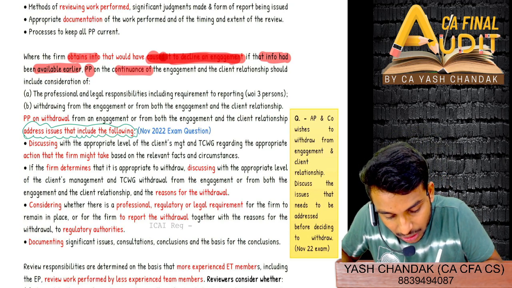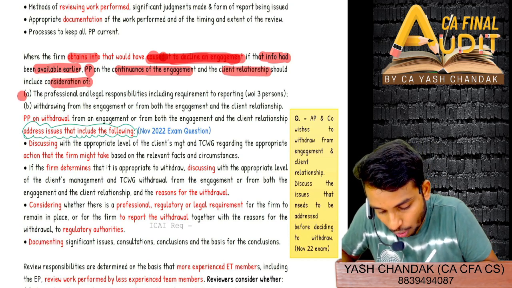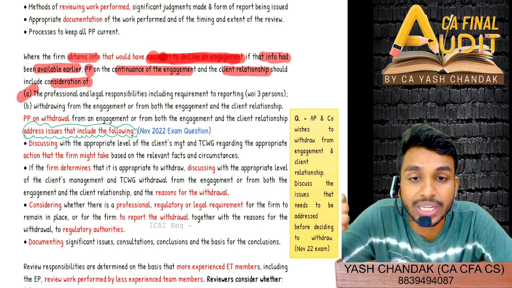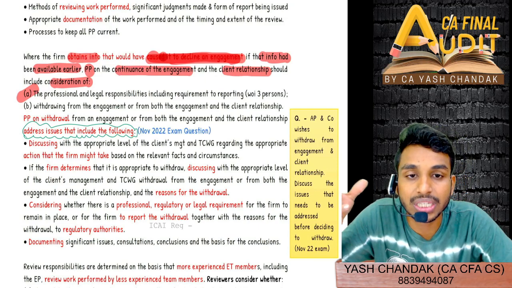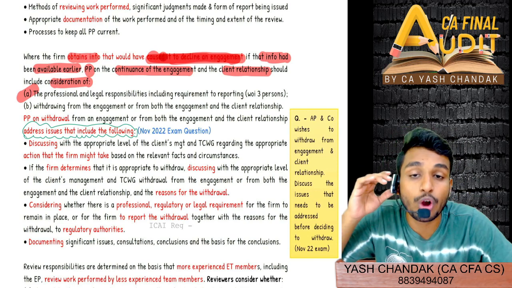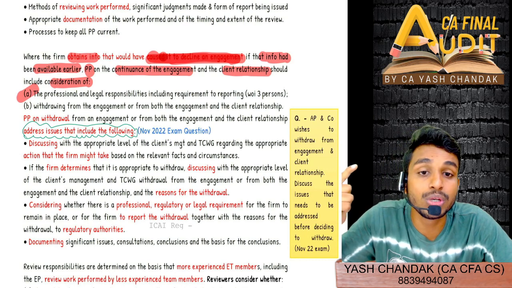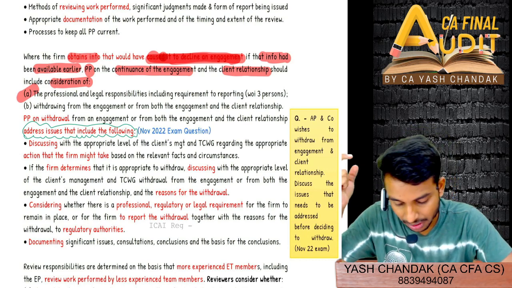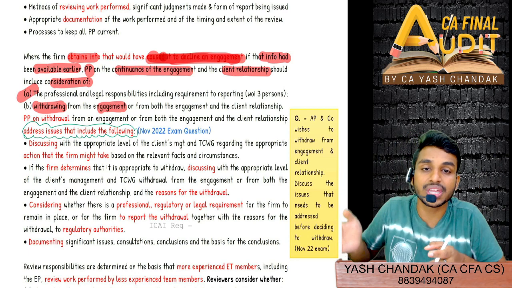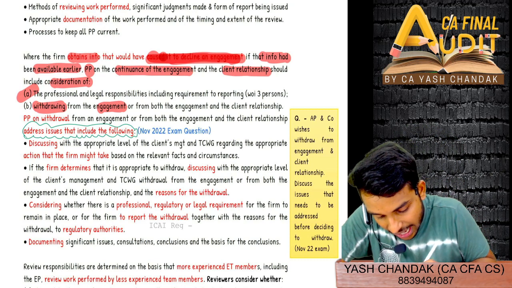Policies and procedures on the continuance of the engagement and the client relationship should include consideration of your professional and legal responsibility to communicate. To whom should you communicate that you are thinking about withdrawal, that you will be withdrawing? What are the responsibilities imposed on you professionally, and legally by legal and regulatory requirements? Secondly, we will be withdrawing from the engagement because, had we known this earlier, we would not even have accepted it.